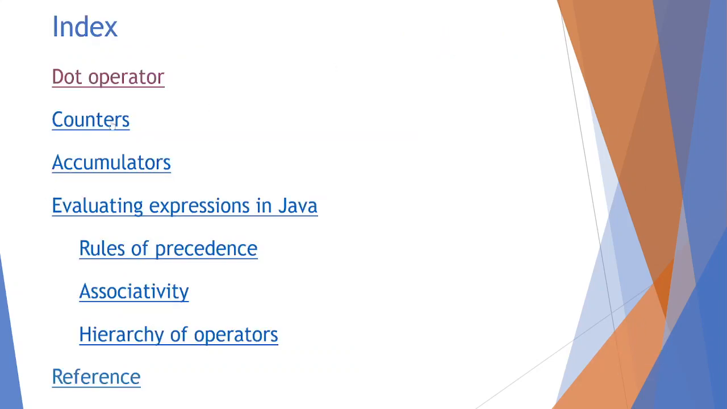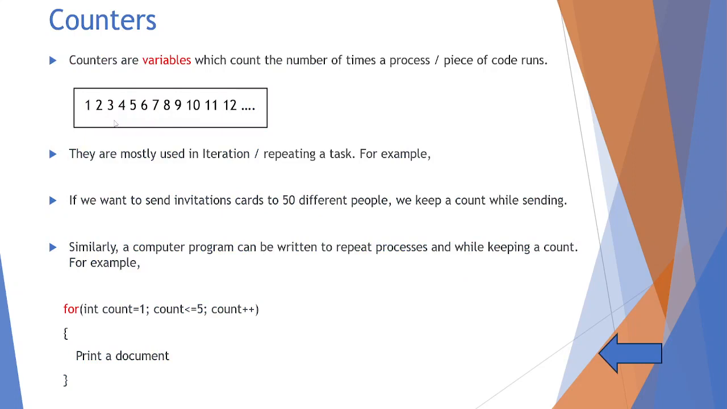Then come counters. Very important. These are variables only, but we count the number of times a process or piece of code runs. 1, 2, 3. They are mostly used in iteration. Iteration means repetition of a task. For example, if we want to send invitation cards to 50 different people, we keep a count while sending. So this counter is a variable that keeps counting in Java programs.